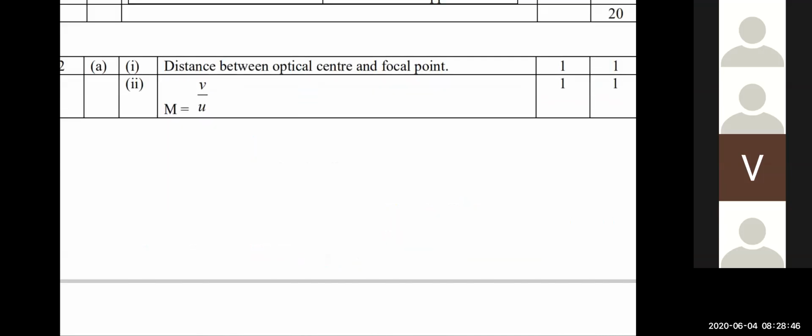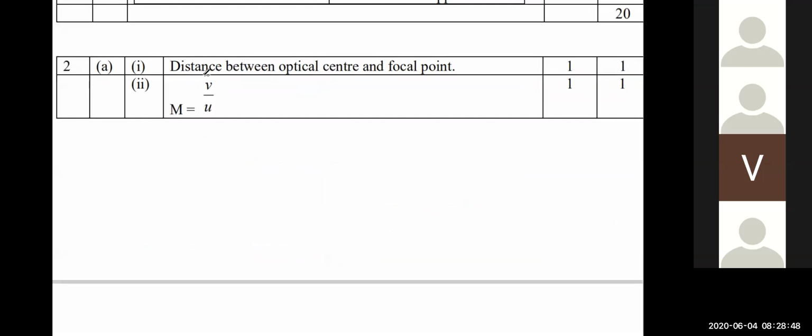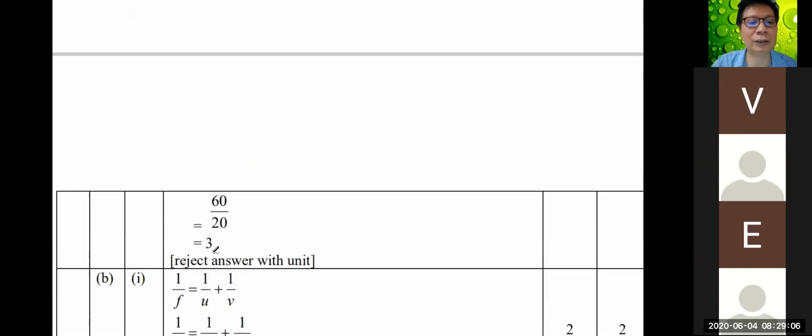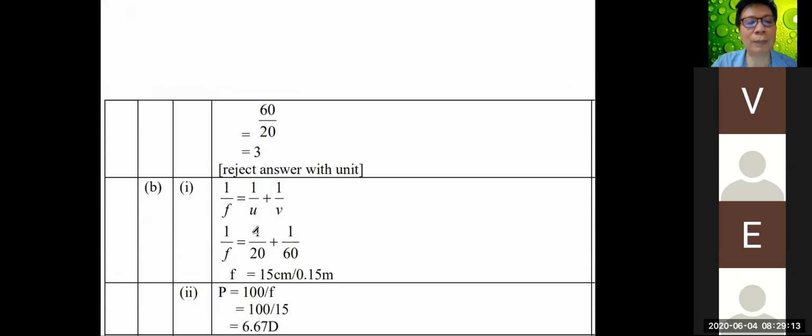So first question, the answer. Focal length is the distance between the optical center, which means the center of the lens, and the focal point. For linear magnification, use this formula: image distance 60 divided by object distance 20. So you get 3. And then to find the focal length, use this formula: 1 over 20, 1 over 60, and so on. This time you do it yourself.